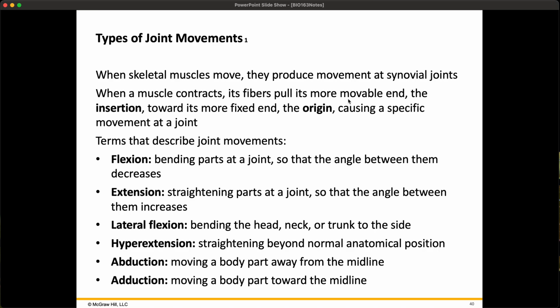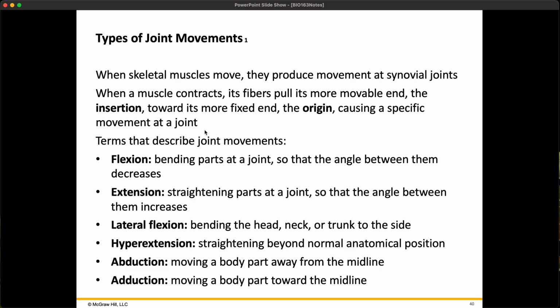When a muscle contracts, its fibers pull its more movable end, what we consider the insertion, towards the fixed end, which is the origin. So origins tend to be closer to the midline of the body. They're more proximal, and they are not the most movable portion, whereas the insertion is typically the part that moves. This is not always a great way to think about muscle attachments, because generally the origin and insertion are both muscle attachments. But it is a way to help you organize that. I tend to just think about them as attachments, not origin versus insertion.